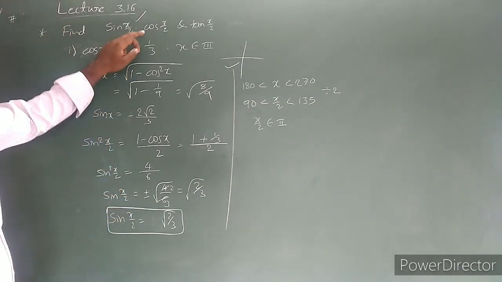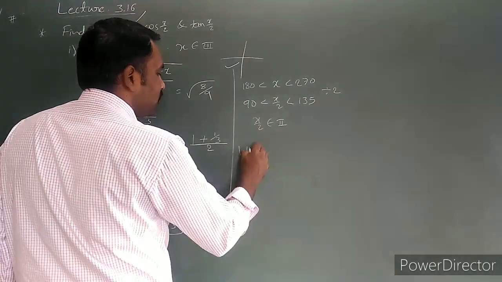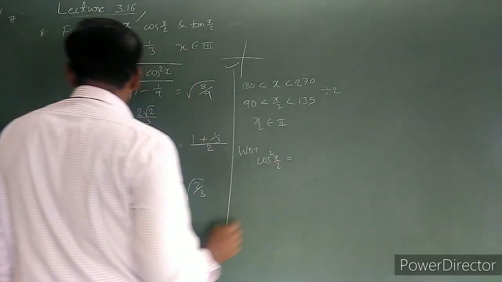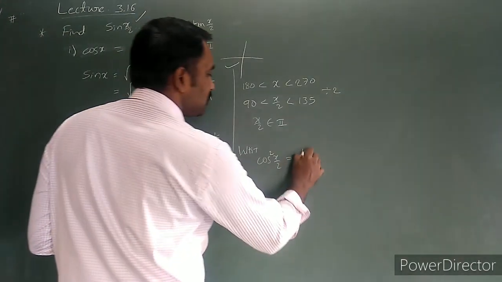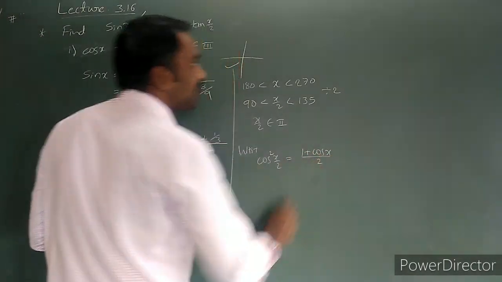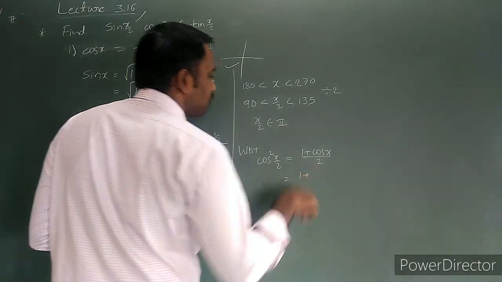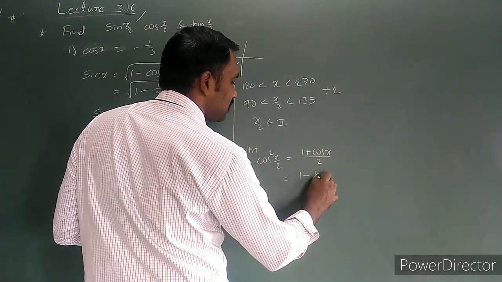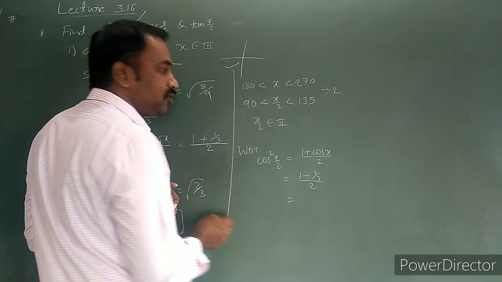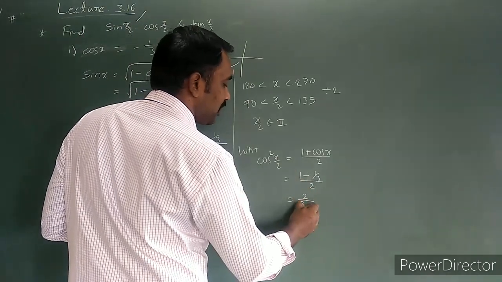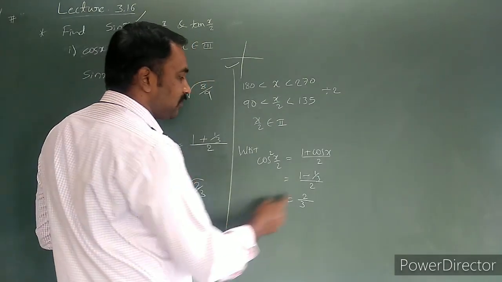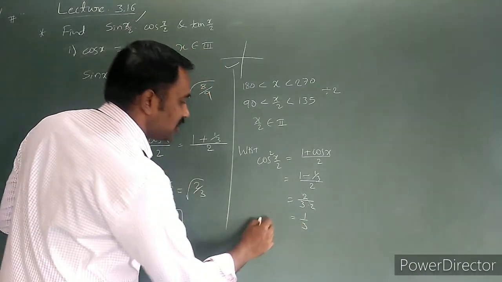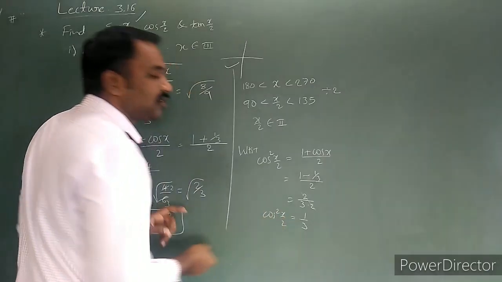Next, we are required to find the cos of x by 2. We know the formula. What is cos square x by 2? Cos square x by 2 is equal to 1 plus cos of x divided by 2. Simplify. What do we get? 1 plus the cos x value, how much? Minus 1 by 3, divided by 2. So 3 is the LCM in the numerator, 3 minus 1 is 2 divided by 3, and the denominator 2 gives the answer, 1 divided by 3. So cos square of x by 2 is equal to 1 by 3.